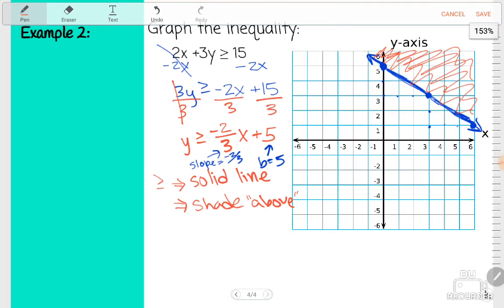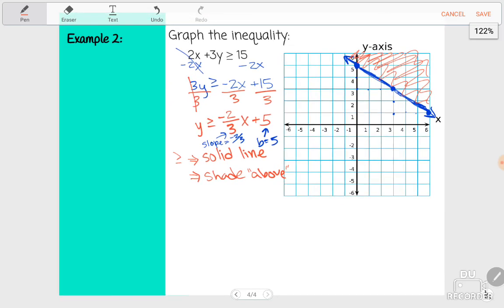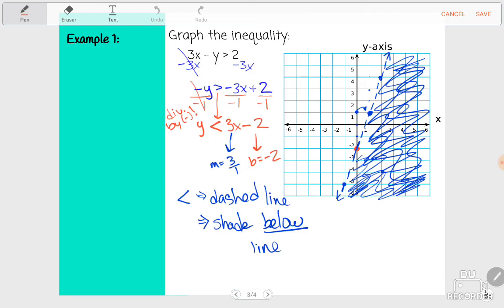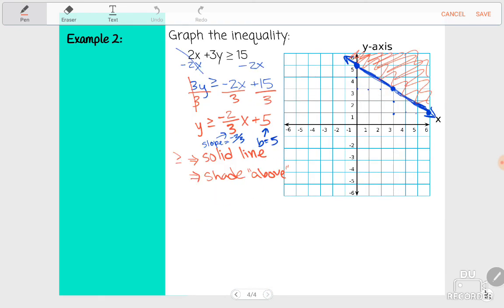Okay, so make sure that you have these 2 examples. We'll do some more in class, but at least have these 2 in your notes so you can see an example with an inclusive inequality, and then this last one before, remember, was not inclusive, right? It was the dashed line. So have these both, and I'll see you tomorrow.